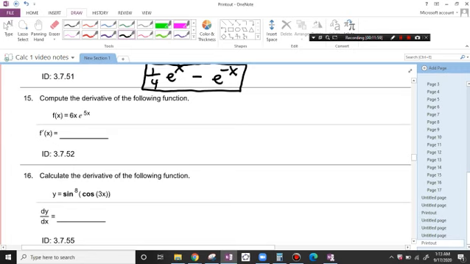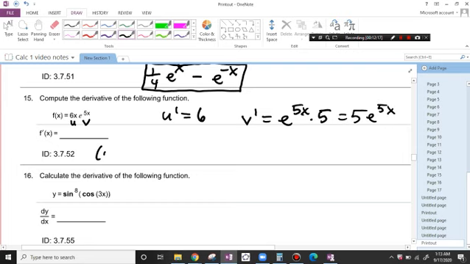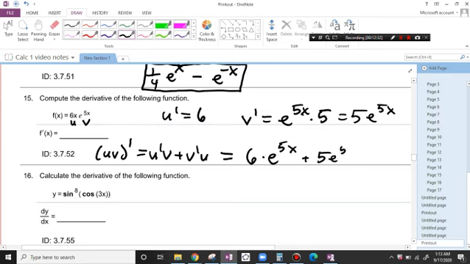Straight up derivatives, product rule, that's u, that's v. U prime, the derivative of 6x is 6. V prime, the derivative of e to the 5x is e to the 5x times the derivative of 5x, which is 5, and so this is 5e to the 5x. We'll recall that the derivative of uv is u prime v plus v prime u, which is equal to u prime 6 times v, which is e to the 5x, plus the derivative of v, which is 5e to the 5x times u, and that's it.